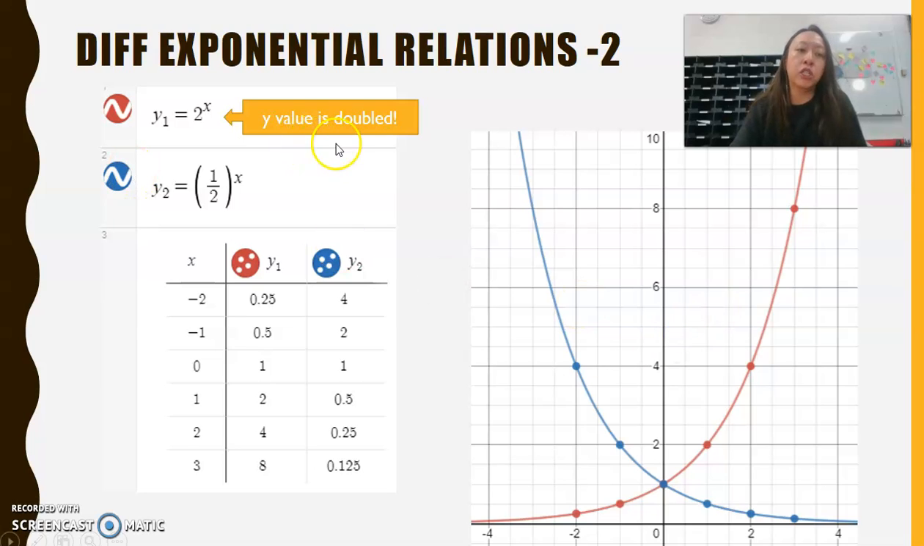So yeah, just a quick summary. If it's 2 power x, we are actually looking at the base number here. The y value is doubled. And if we're looking at the second one, this is half power x, and therefore the y value is halved.